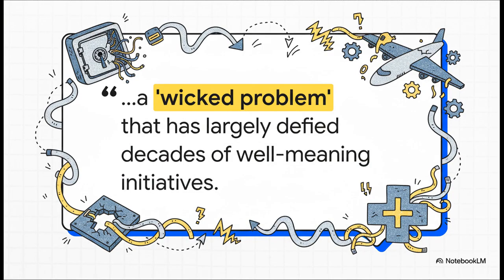And look, this isn't just some minor inconvenience. Researchers have a name for this. They call modernizing these old systems a wicked problem. And for good reason. We're talking about the code that runs our banks, our airlines, our entire infrastructure. It's absolutely critical, but it's also so fragile that trying to change anything feels like playing a game of Jenga.